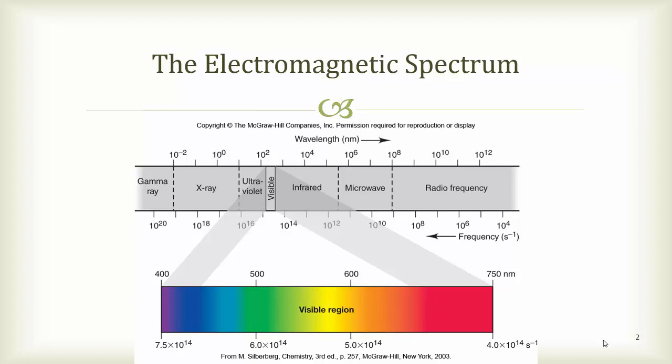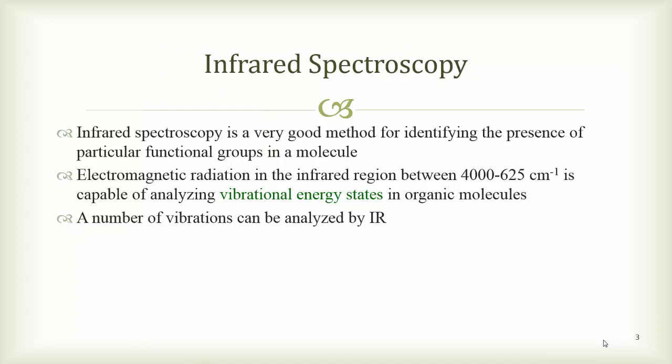IR photon absorption values are most often reported in units of wave numbers, or reciprocal centimeters, which can be converted to photon wavelength by raising the value to the -1 power. A typical organic chemistry IR spectrum covers a range from 400 reciprocal centimeters to 4,000 reciprocal centimeters. There are a number of vibrations that can be analyzed by IR spectroscopy.